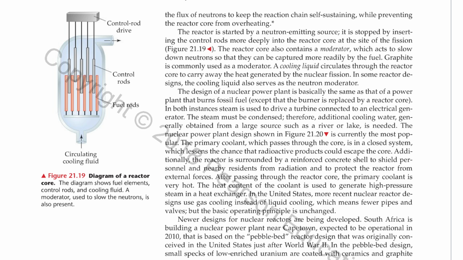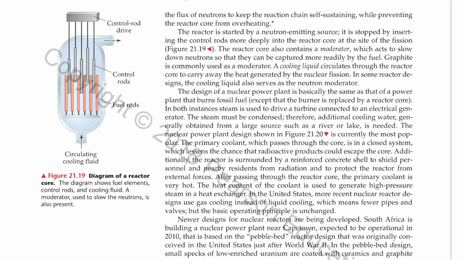The nuclear power plant design in Figure 21.20 is currently the most popular. The primary coolant which passes through the core is a closed system, which lessens the chance that radioactive products could escape the core. Additionally, the reactor is surrounded by a reinforced concrete shell to shield personnel and nearby residents from radiation and to protect the reactor from external forces.